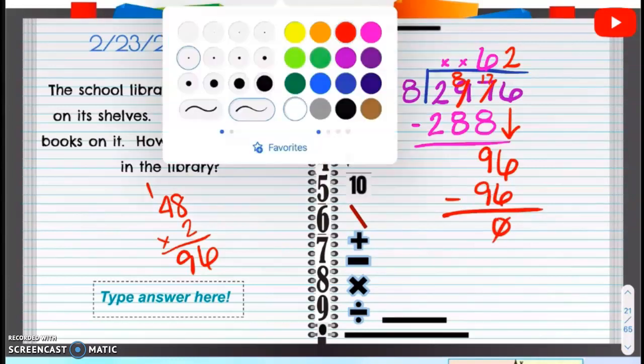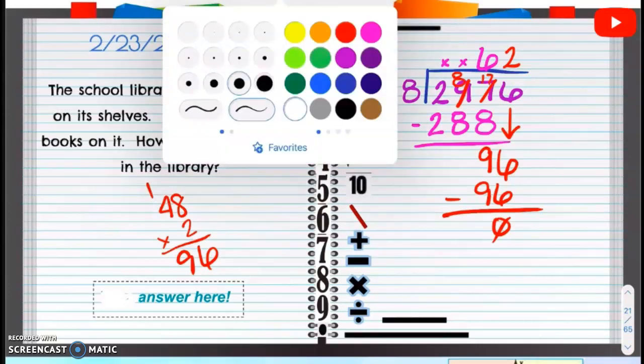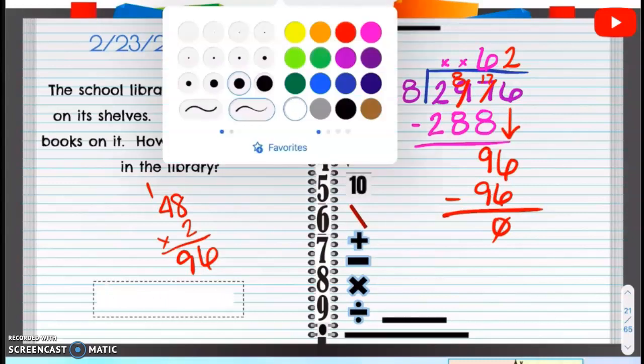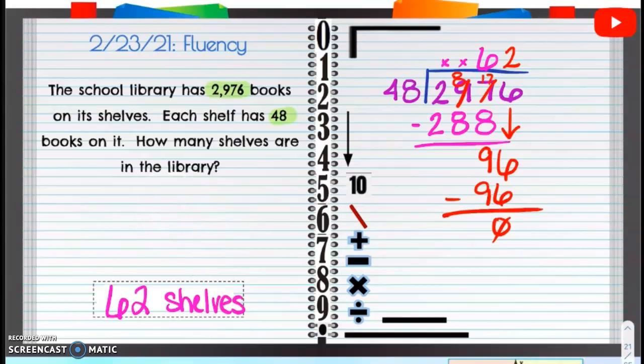So our answer is going to be 62. 62 shelves. And that is going to be it for our fluency. Great job!